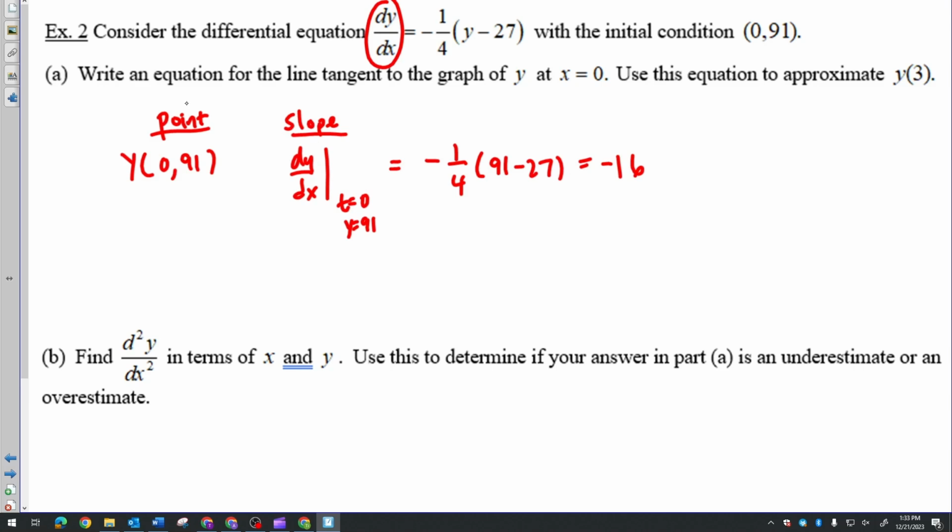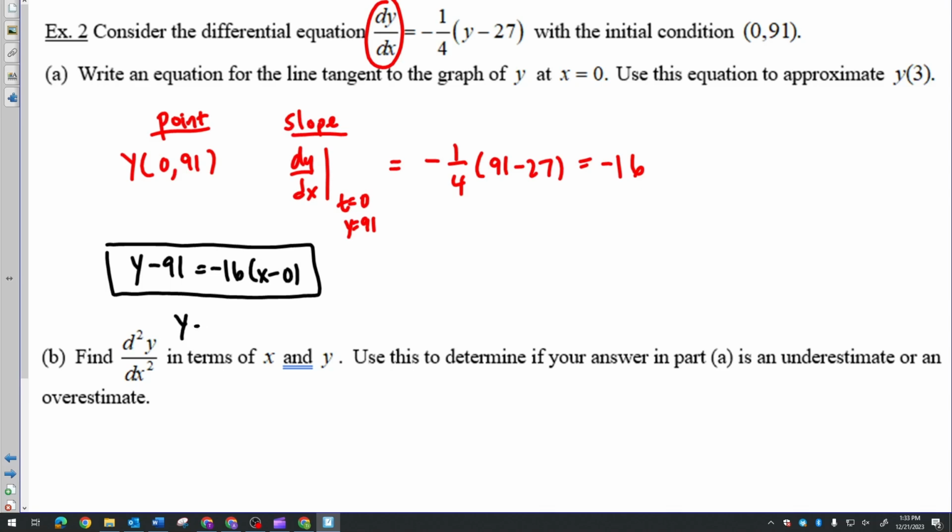So the first question is write an equation for the tangent line. So let's go ahead and write the equation. The equation is y minus y1 is equal to the slope times x minus x1. And that is a great way to leave your equation. If you wanted to simplify this to just y, that would be completely fine. A lot of times people will move that 91 over too. So another way to write this answer, in slope-intercept form, would be y equals negative 16x plus 91.